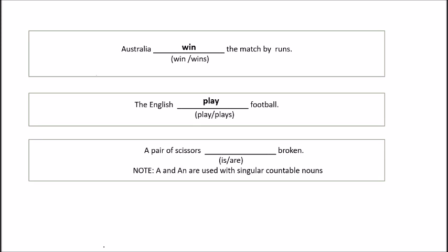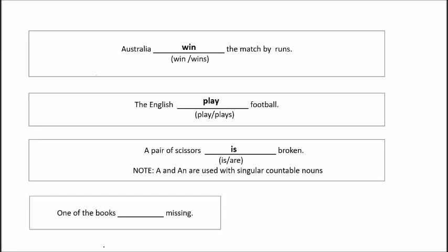A pair is the first subject, scissors is the second subject. Applying the middleman concept, eliminate scissors. What is left over? A pair. A and an are generally used to represent singular countable nouns. So a pair is singular. What do we fill the blank with? Is. A pair of scissors is broken.